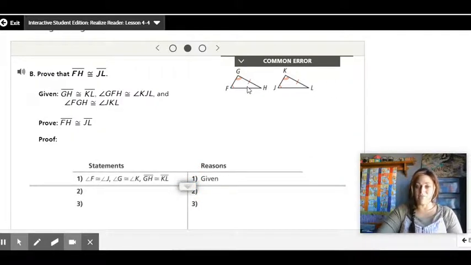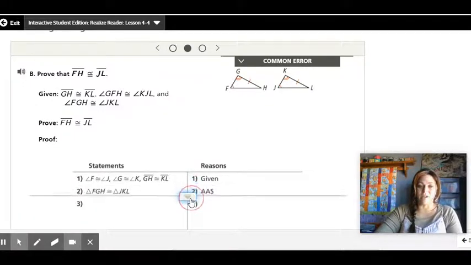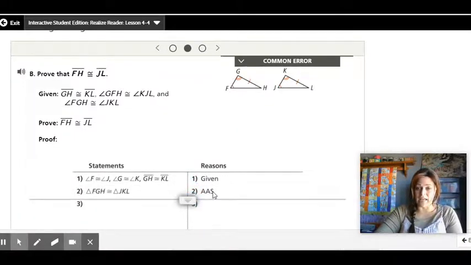I'm hoping you can figure out which rule, angle, side, angle, side, side, side, or angle, angle, side, will show that these triangles are congruent. Angle, angle, side. Once you see those, you can say, oh, these triangles are congruent by angle, angle, side. But that's not what it's asking us to prove. It's asking us to prove that FH is congruent to JL.